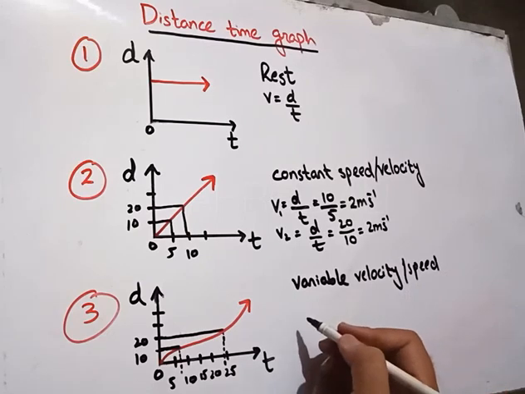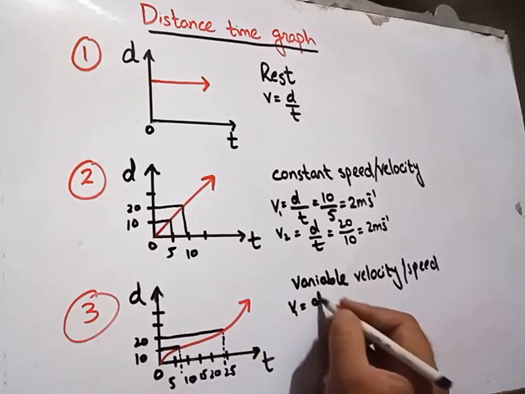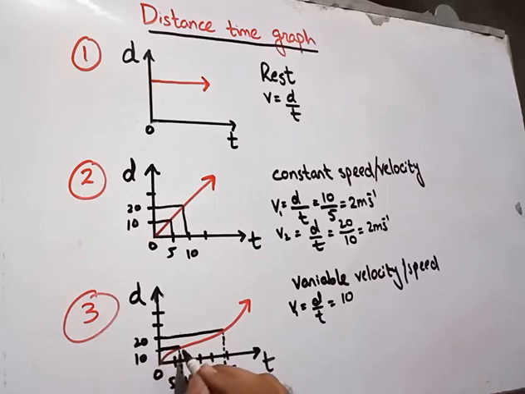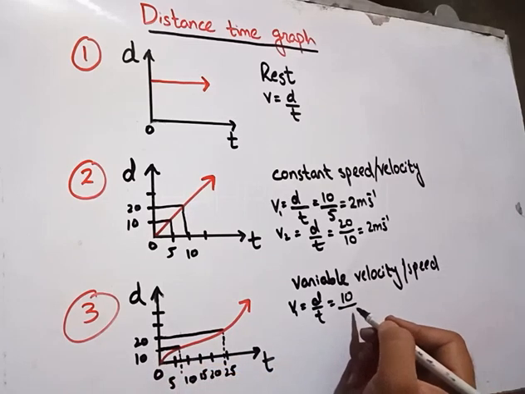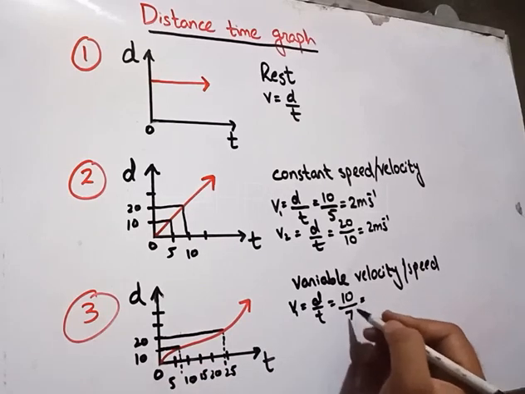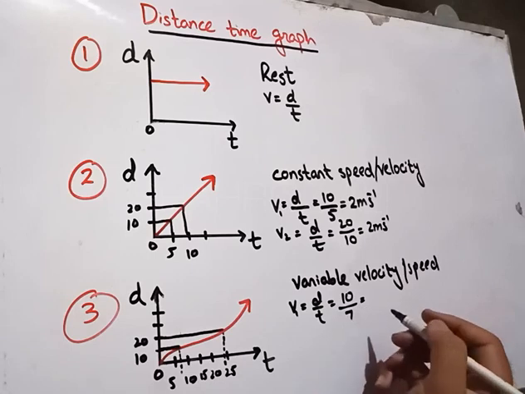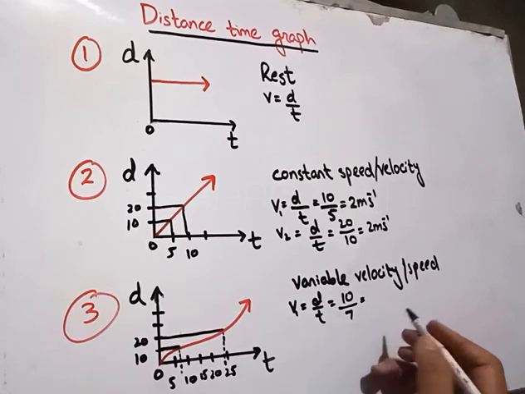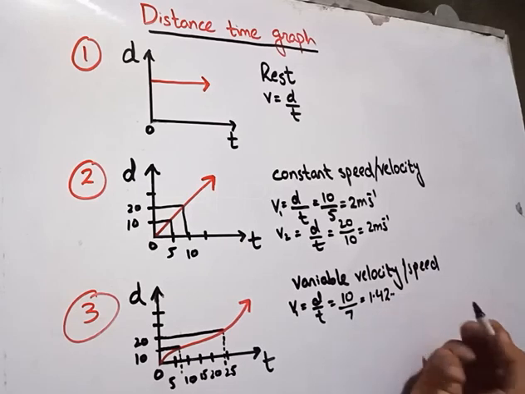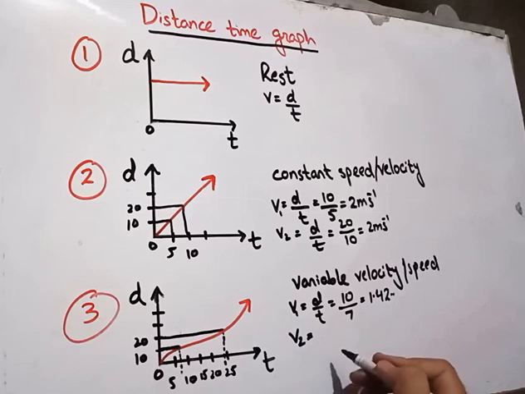Now if you want to find the intervals, it is up to you. v1: what is the distance? Distance is 10 meter for v1. I am taking this one, the first interval. Distance over time. What is the time? Let's take 7. 10 over 7 gives you 1 point something, suppose 1.42, and so on.